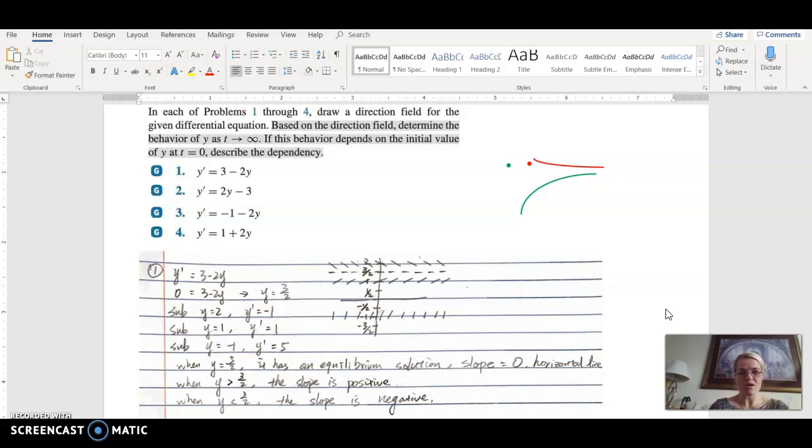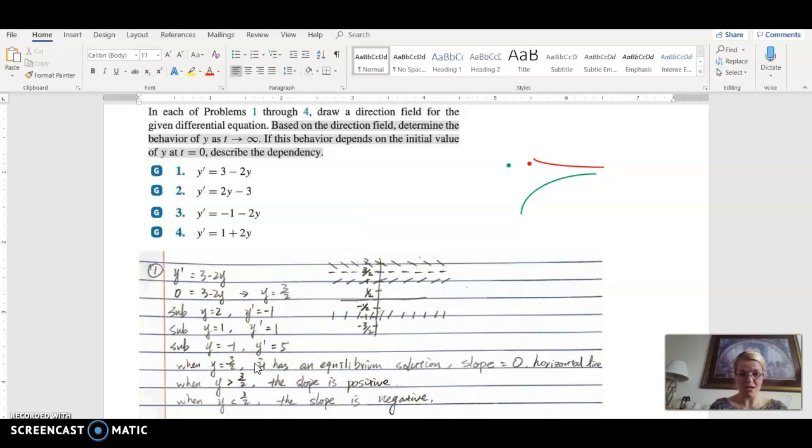All right, so this was a question I got emailed. Specifically, based on the direction field, determine the behavior of y as t goes to infinity. If this behavior depends on the initial value of y at t equals 0, describe the dependency. So what this student sent me was beautiful.